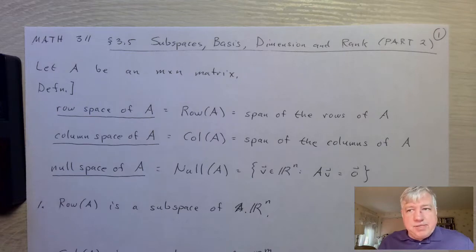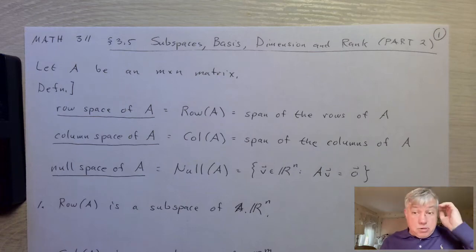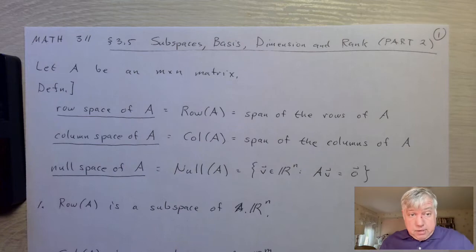In the previous video, we talked about what a subspace is. Remember, a subspace is a set of vectors which includes 0 and is closed under vector addition and scalar multiplication. Today, in this lecture, we're going to start by talking about some more subspaces that are associated with a matrix.